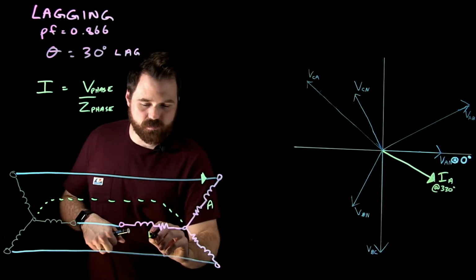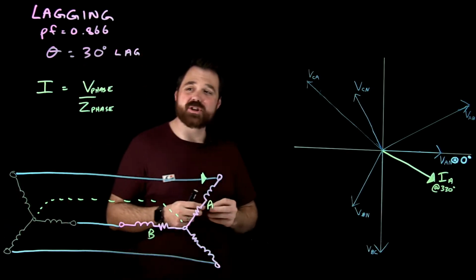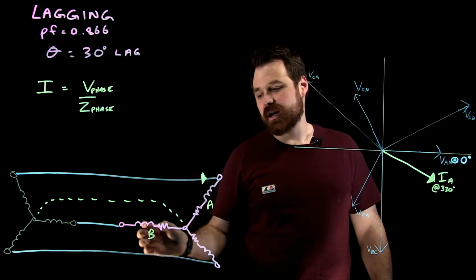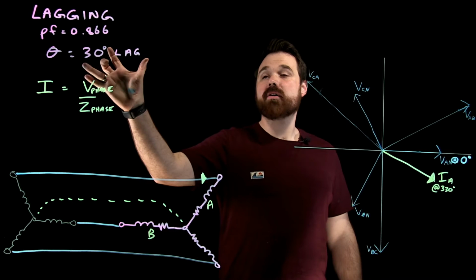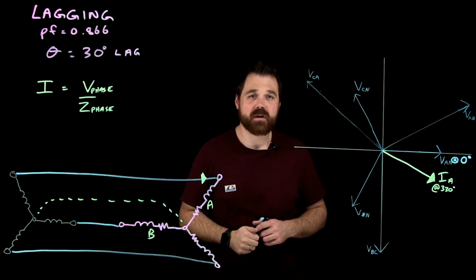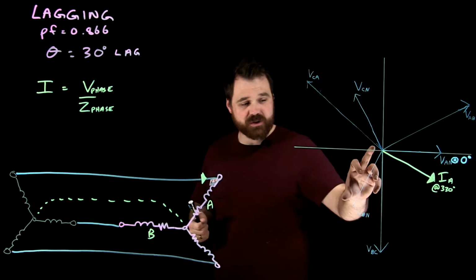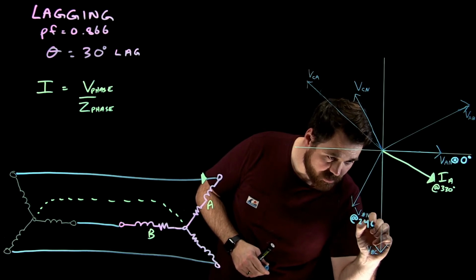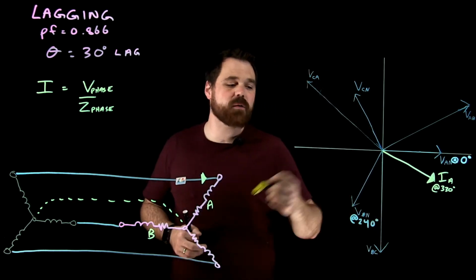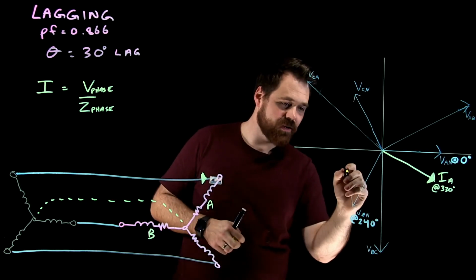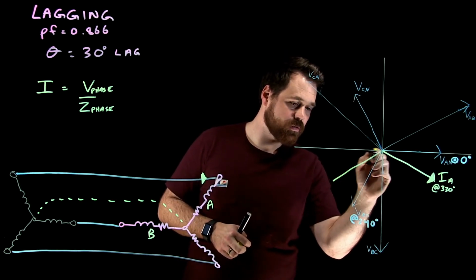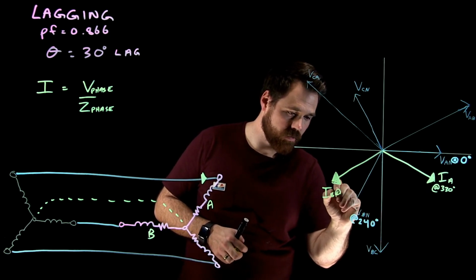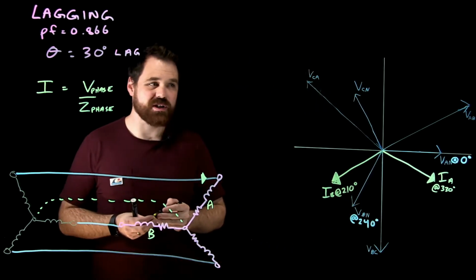Now let's talk about phase B. We see the same relationship in phase B. We're going to take the voltage of phase B divided by the impedance of phase B, and it's going to give us our current, and that current is going to be lagging by 30 degrees. So if our B phase voltage is here, which we know is at 240 degrees, then that would put our current lagging that by 30. So IB will be at 210 degrees.